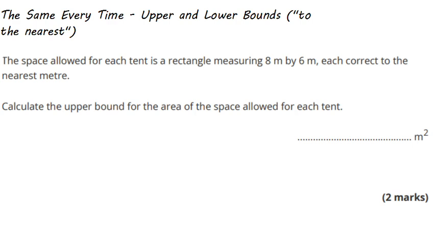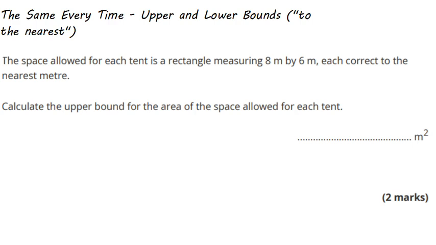We're still looking at upper and lower bounds, the kind of question where they tell you that an amount has been rounded to the nearest unit. This last question is slightly different from the others that we've seen. Look at the last part of the question. Calculate the upper bound for the area of the space allowed for each tent. So we will have to do a calculation of area.